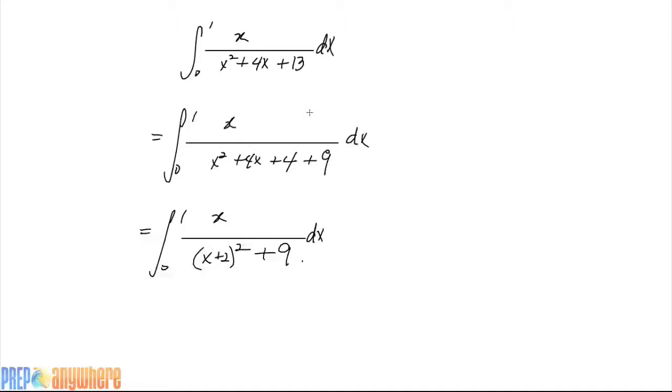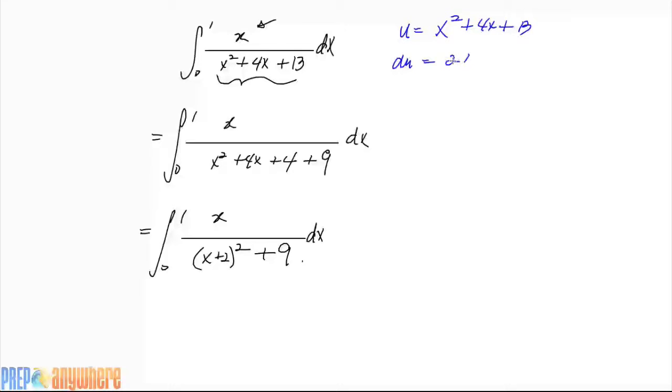The other thing that I didn't mention up here, if you go all the way back to the substitution method, you might have guessed that because the degree at the bottom is 2 and the degree at the top is 1, we should try substitution. So let me actually make that substitution here. Let's just try it, see what happens. Let u equal x squared plus 4x plus 13.